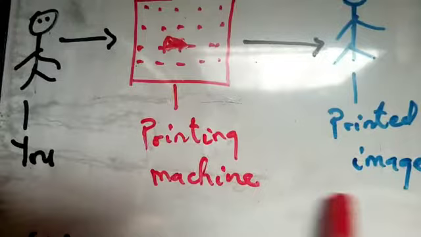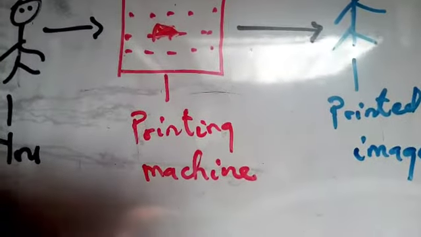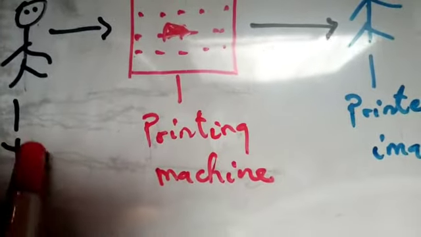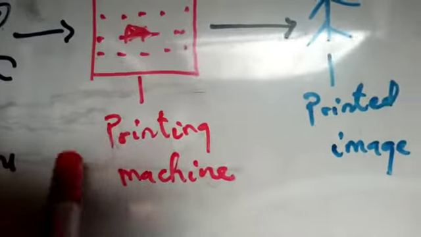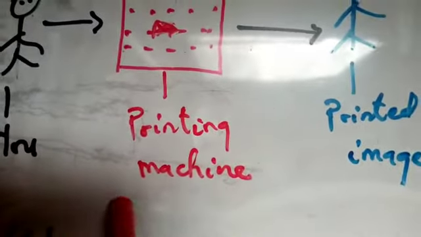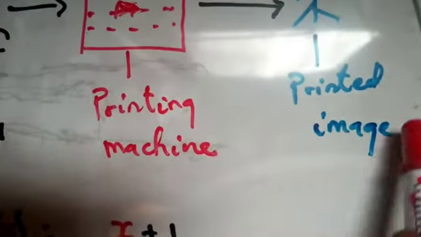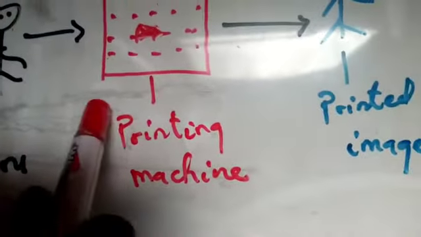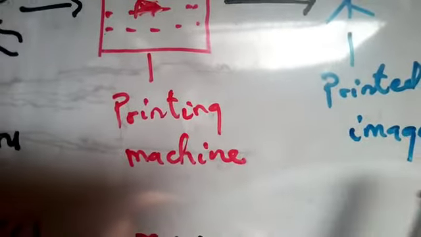So this is just how simple functions work. Technically this is the domain. Whatever we are going to put in, calling it input, is our domain. And then the printing machine gives us the function, and the outcome is the printed image. So that's the output. So input, the machine, and then output, right? That's how simple it is.